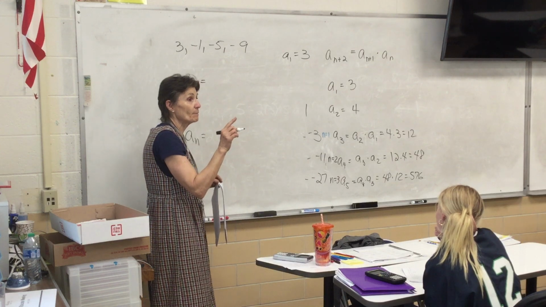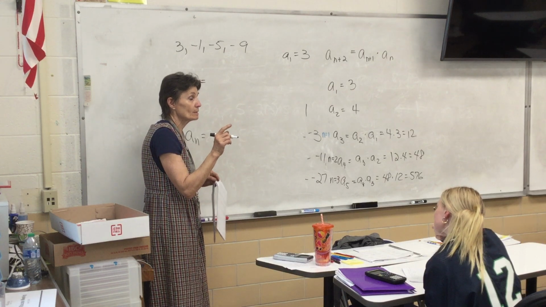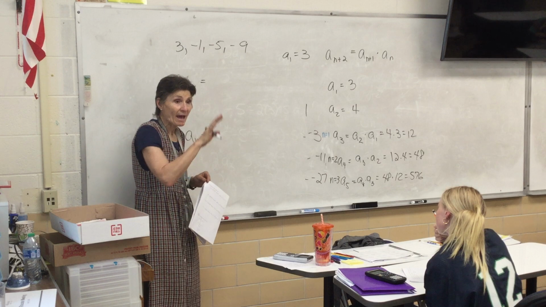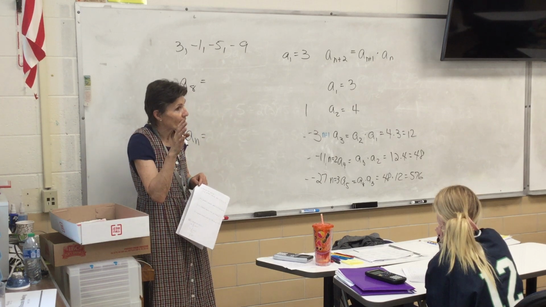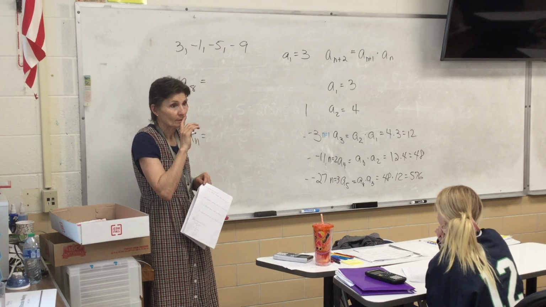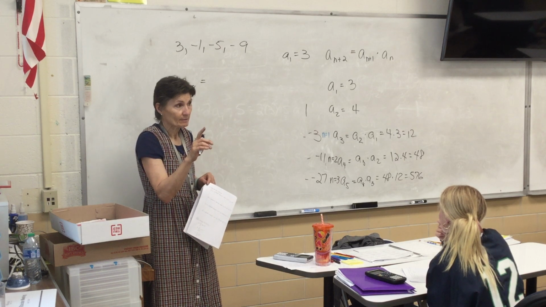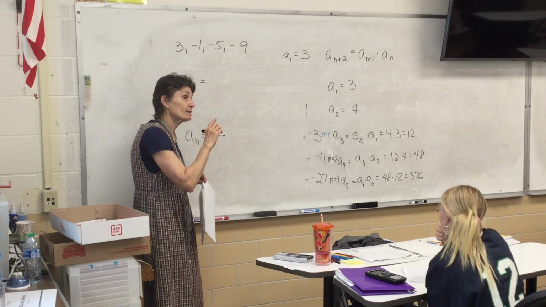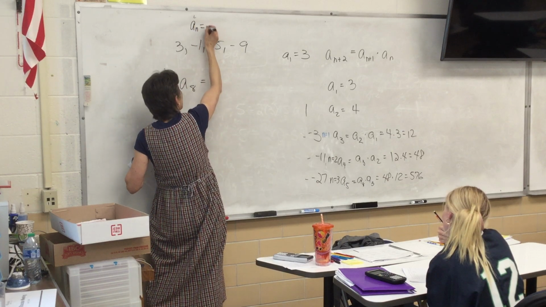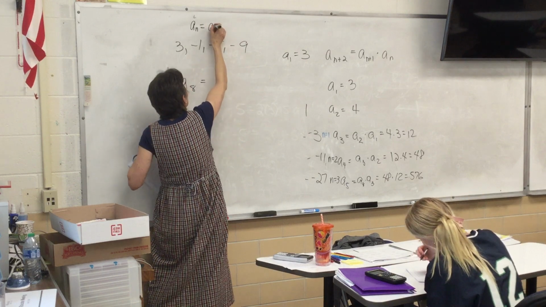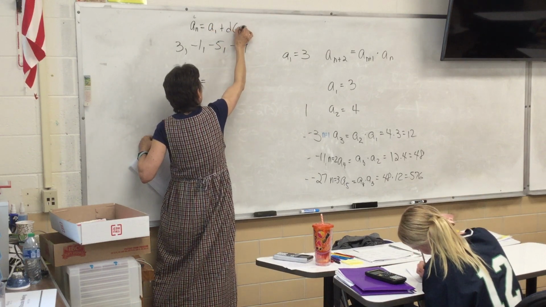I heard somebody say something about -4. So we keep adding -4. So what kind of sequence is it if we're adding -4? Arithmetic, right? So look back. What is your arithmetic formula? a sub n equals a sub 1 plus d times n minus 1.